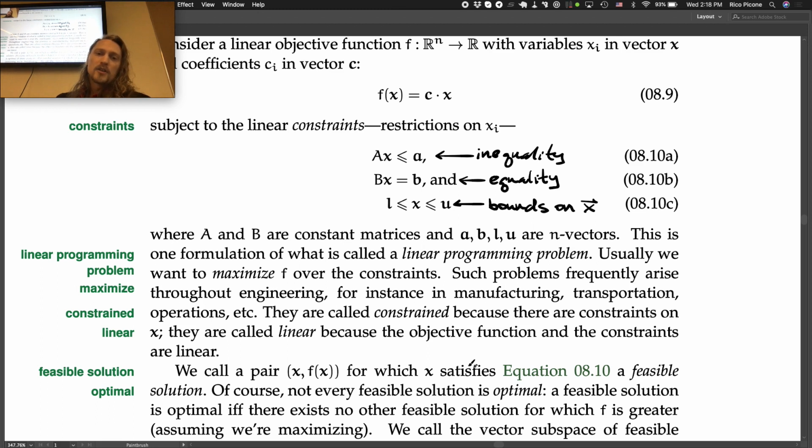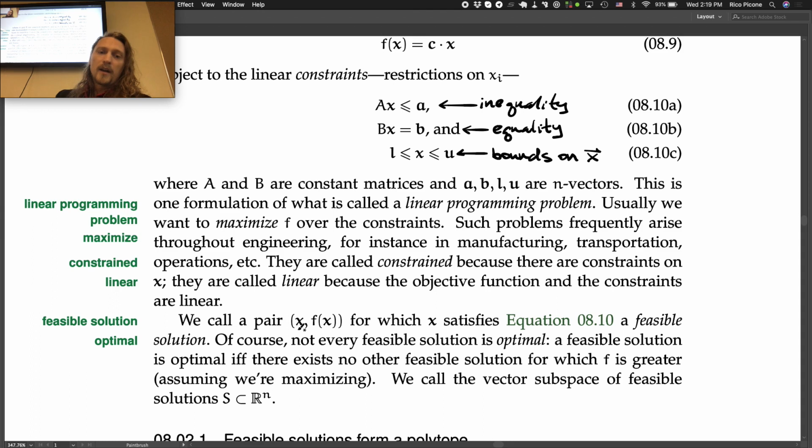They're called constrained because there are constraints on x. They are called linear because the objective function and the constraints are linear. Okay, and it turns out we're going to use this linearity. Whereas in the previous method with unconstrained optimization using gradient descent, we didn't require that the functions were linear. Now we're requiring that they be linear, and we're going to use that linearity to help us solve these problems.